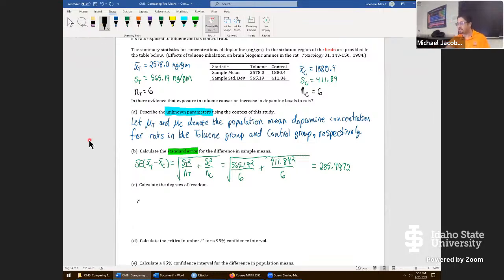It goes like this. Using the shortcut, I'm going to take standard error of the difference in the means, x bar t minus x bar c, and just raise that to the 4th power.